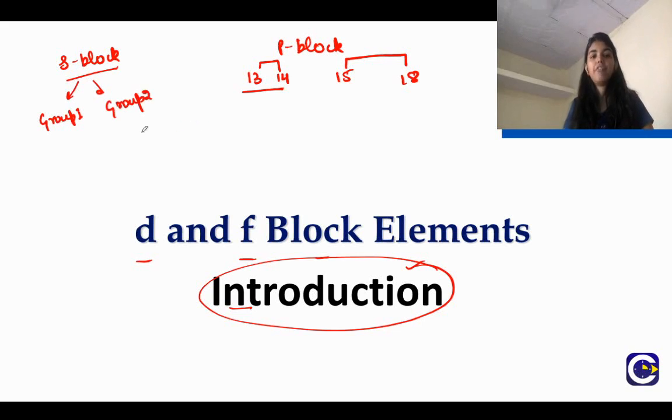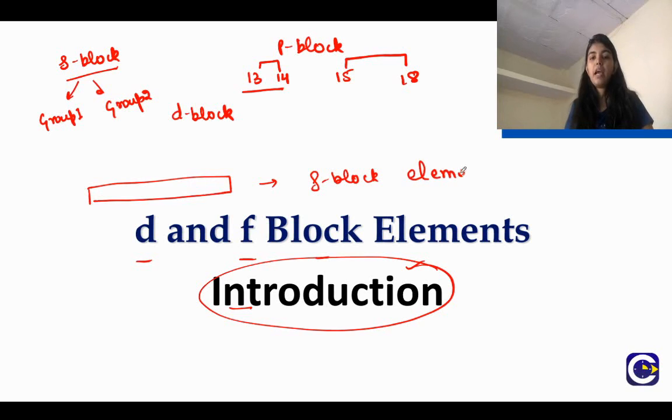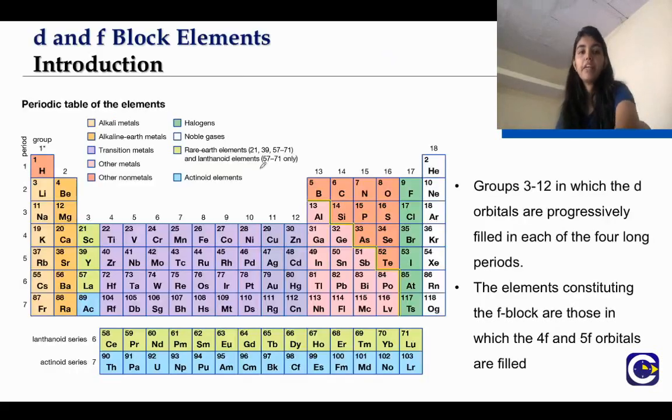Now we are left with the middle of the S block and P block, that is the D block. And at the end of the periodic table particularly, you will find out that two series are separated here, which are known as F block elements. So we will study in detail about the D block elements and the F block elements, and this will complete your study of the whole periodic table. Okay, so let's start with the session now.